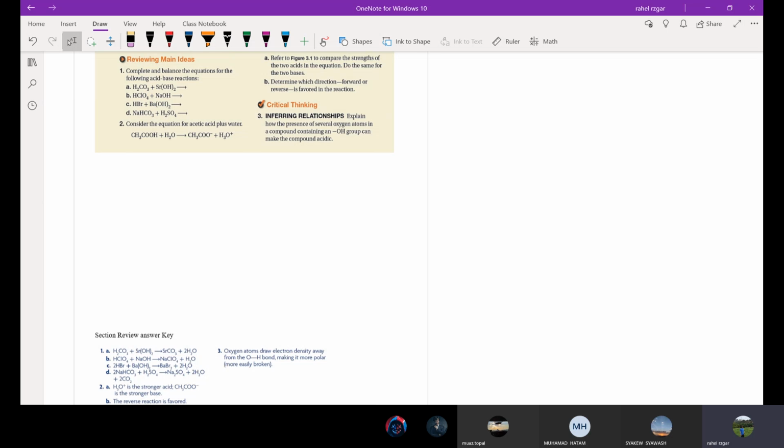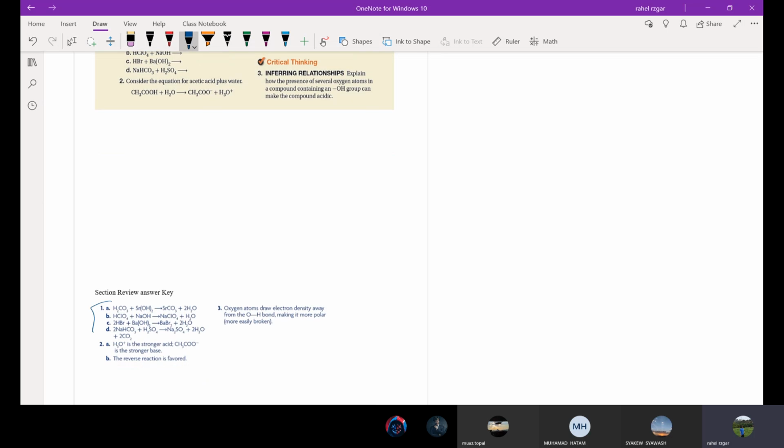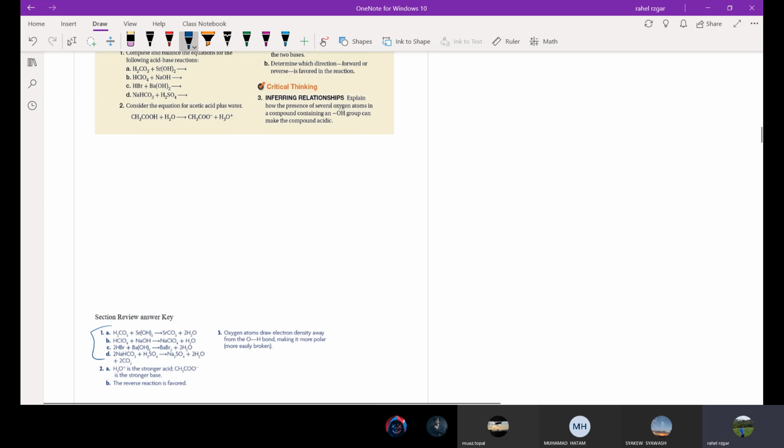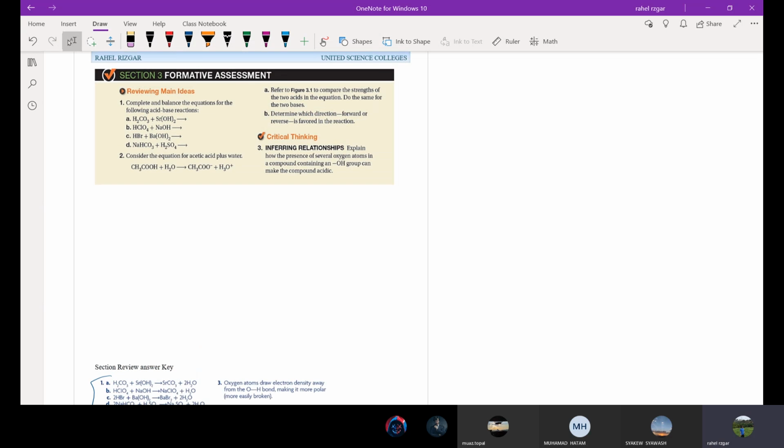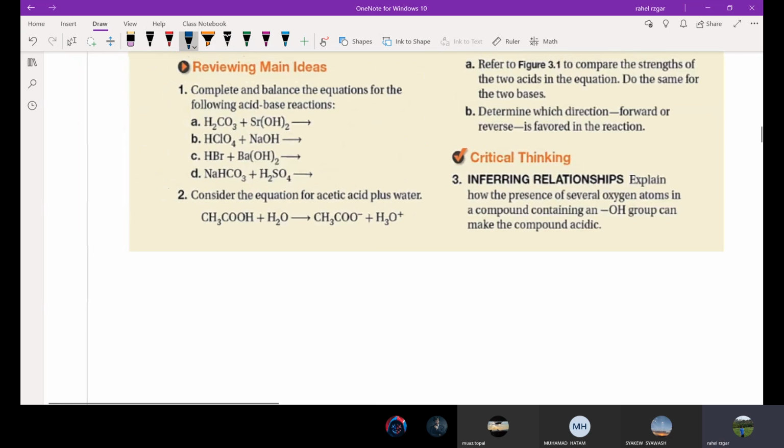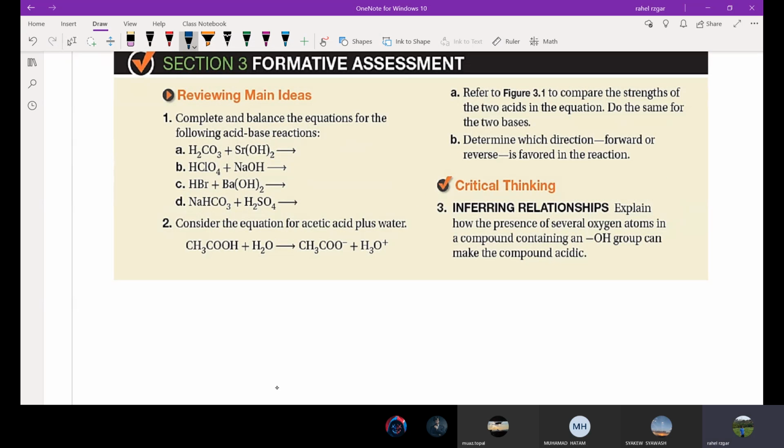They are just repetition and review of those reactions, but you can look at the answer key. Please try to solve it by yourselves first, then look at the answer key, because these reactions are also very important. Okay, it talks about acid and base. It is asking about acid and base reactions. All right, acetic acid. Let's see, this reaction is given and what is required. To compare the strength of the two acids in the equation, do the same for the bases.